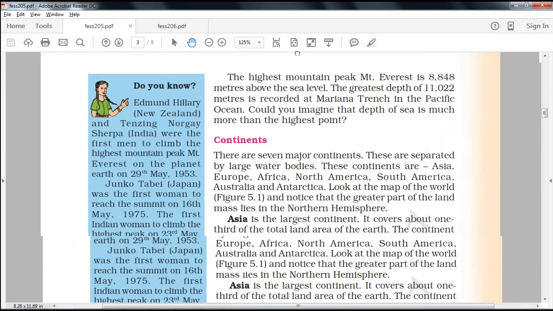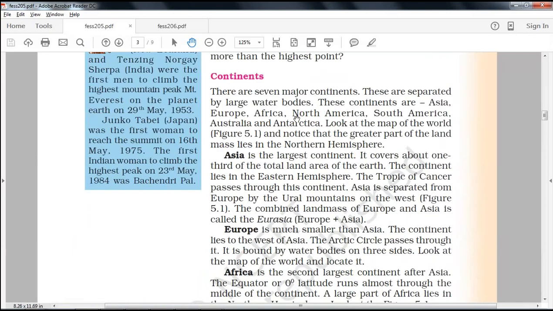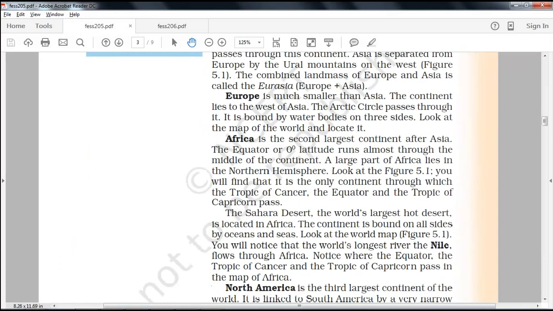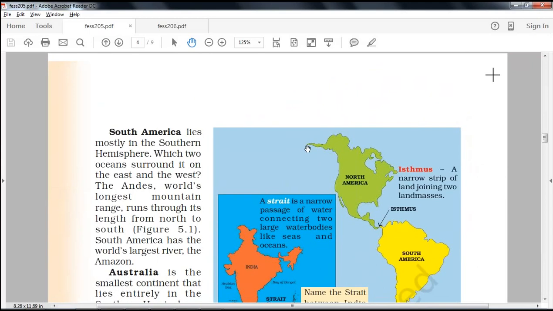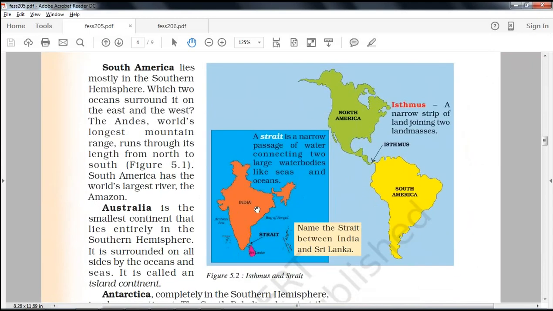Yes. We discussed continents: Asia, Europe, Africa, North America, South America, and whatever we already discussed. Here they have given a diagram actually. The narrow strip of land joining two land masses is called an isthmus, and the narrow water body connecting two large water bodies, a narrow passage of water connecting two large water bodies like oceans and seas, is a strait.